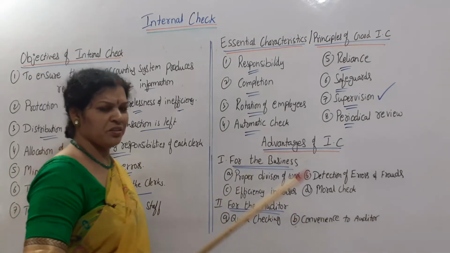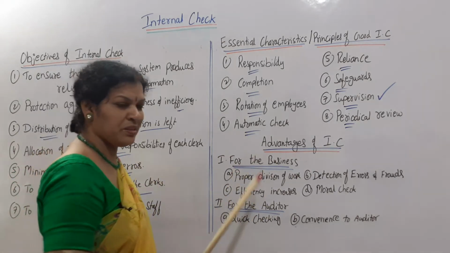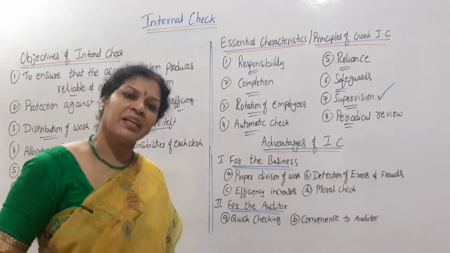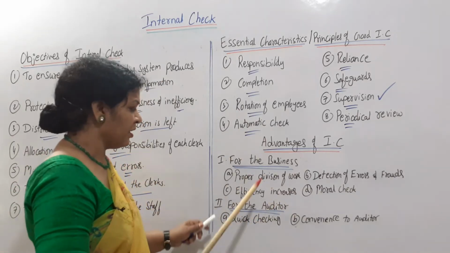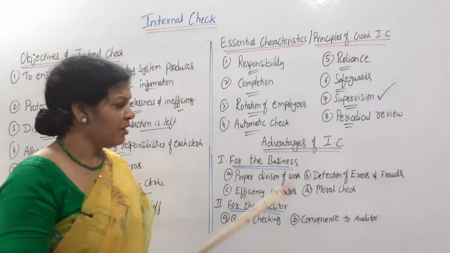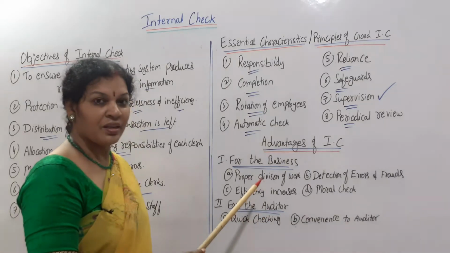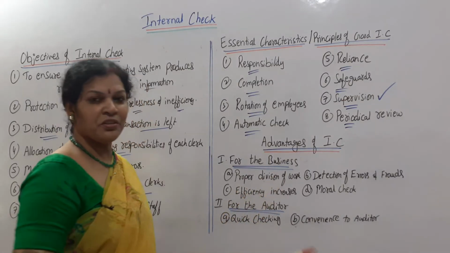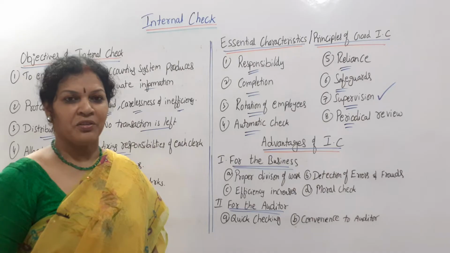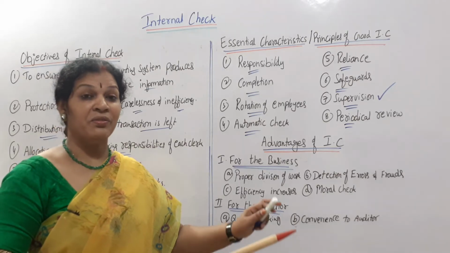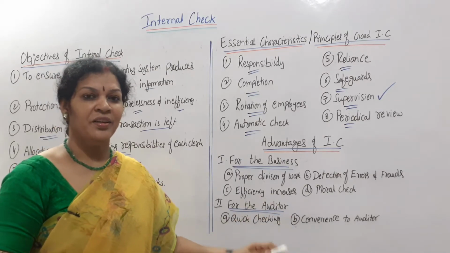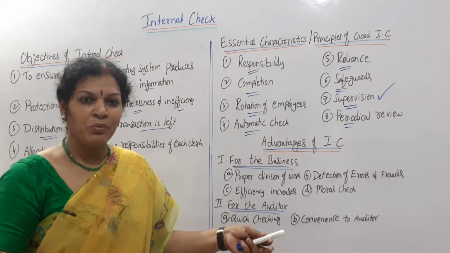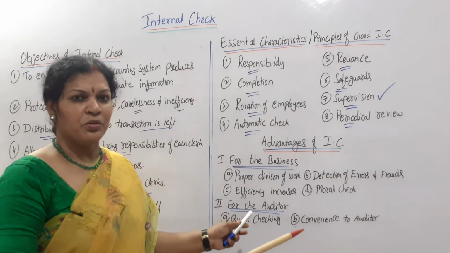Advantages. What are the advantages? Two types of advantage. One is for the business. Business means you can say it as a client also, for client or business. Second one is for the auditor. For the business or client point of view, proper division of work is there. Proper division of work means every clerk's work is decided, fixed, so they have good knowledge of what they have to do. So division is there.